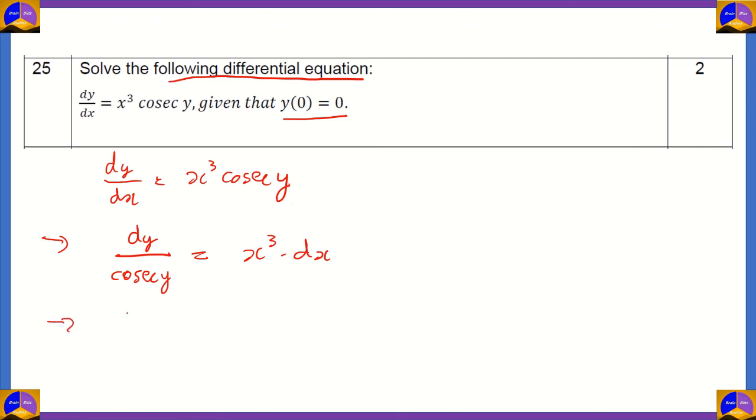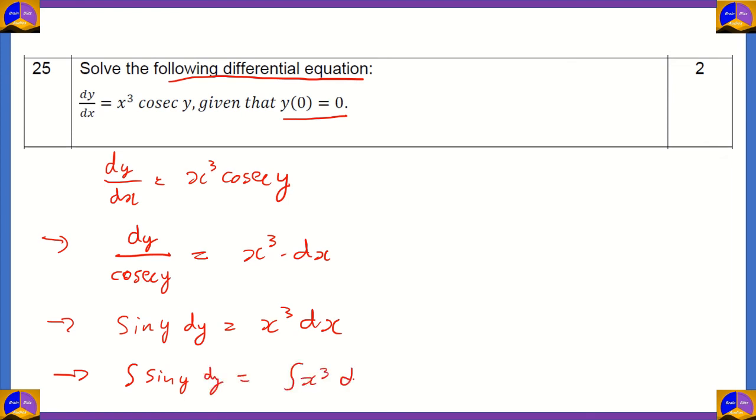1 by cosecant y is equal to sine y. So sine y dy is equal to x cubed dx. On integration, you will get integral sine y dy equals integral x cubed dx. All of this will fetch you half marks.